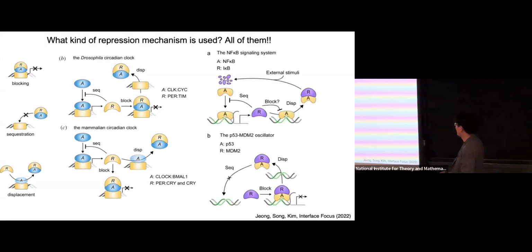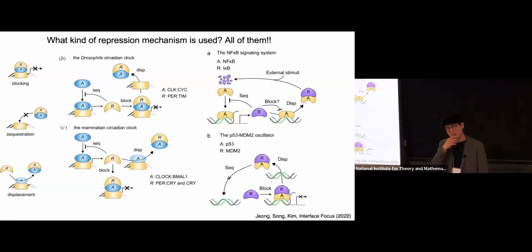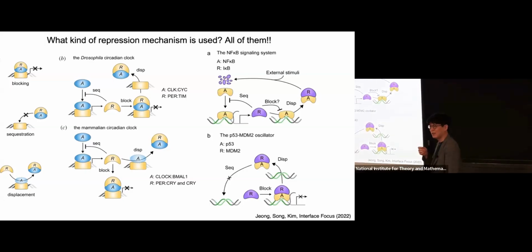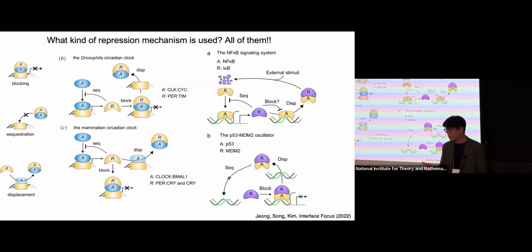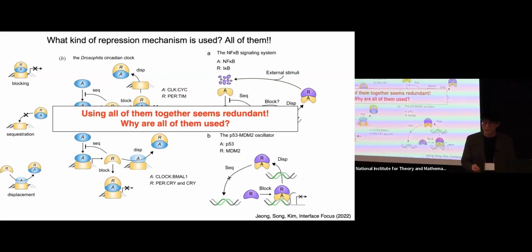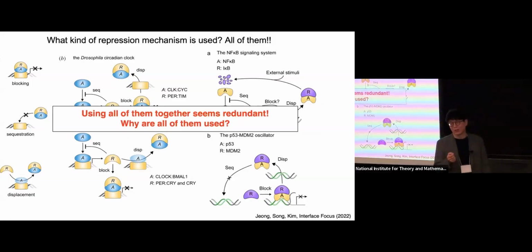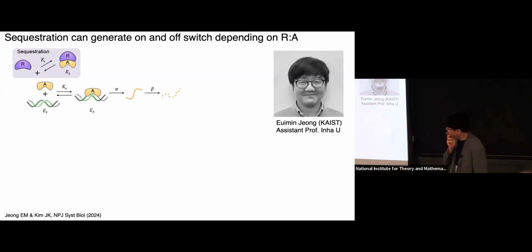And then I checked other oscillators, like the P53 and NF-kappa B oscillators. They also use all of these. It's a little bit weird theoretically, because one of them is enough for the shutdown. But why use all three together? It looks a little bit redundant. But in biology, redundancy means there is something there. So we want to investigate this question: why are all of them used?